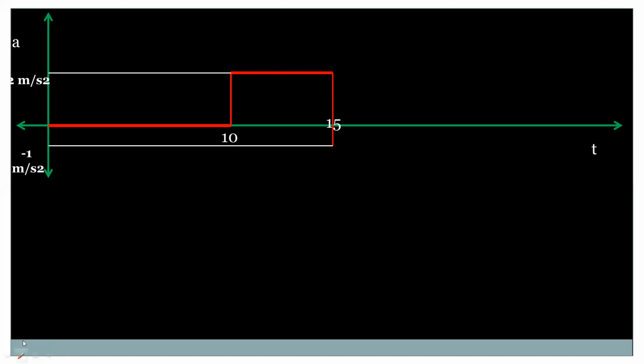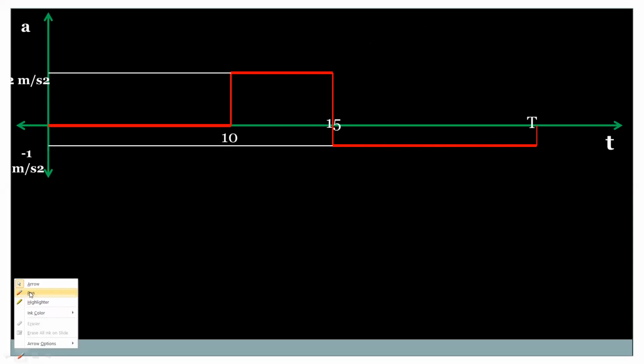So this negative acceleration has the value a is equal to minus 1 meter per second square. And it remains constant for the remaining time. So this time is taken as a capital T. Okay. So at the capital T, the particle's velocity will become 0. So from this acceleration time graph, we will draw the velocity and time graph.